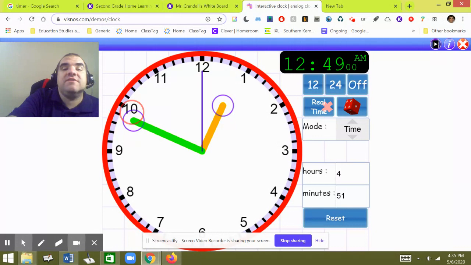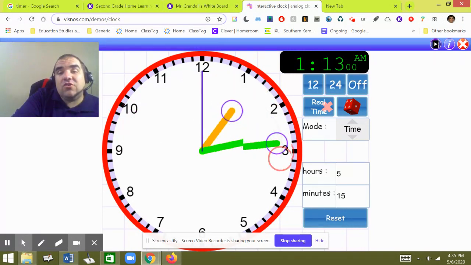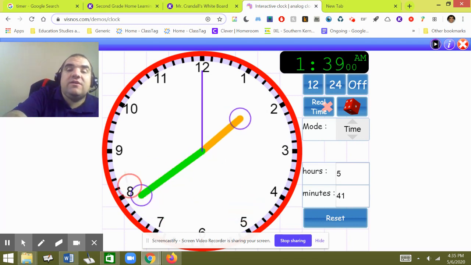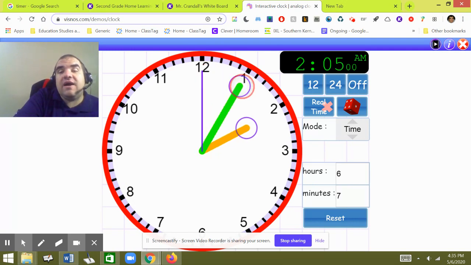And you can also have seconds. Now, I don't have any seconds on here right now, so I'm going to set it to the real time. Right now, it's about 4:35. But you'll see there's also a blue hand moving right there. That is our second hand. You can see that the second hand is long and thin, and it moves much, much faster.